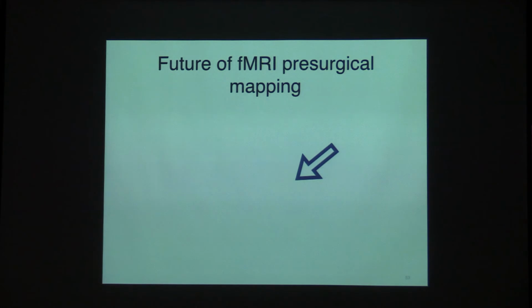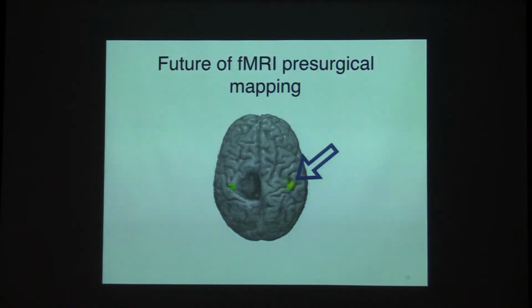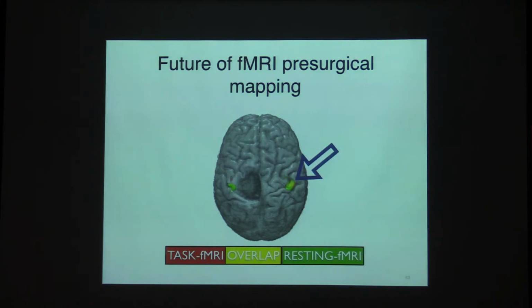So here's an arrow, but without a brain. This is a case of a lesion on the left side of the head. And what this is showing is my task fMRI, where I told him to move his hand, and then resting state fMRI, where I didn't tell him to do anything. I just told him to stay in the scanner and not do anything. And then you see yellow is the area of overlap. So it has very good overlap with my task fMRI.